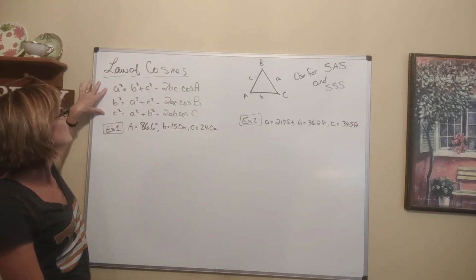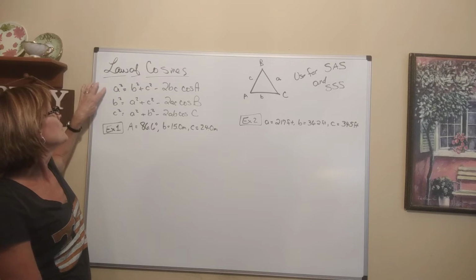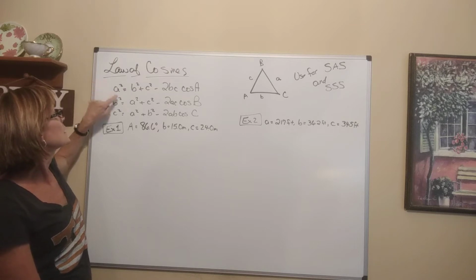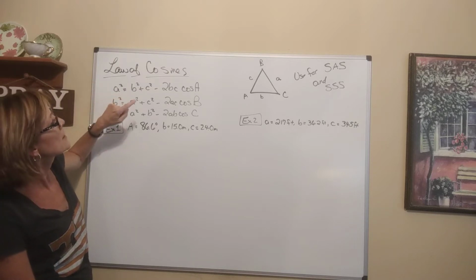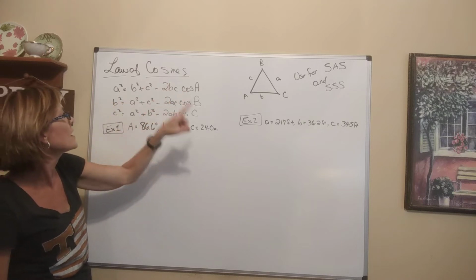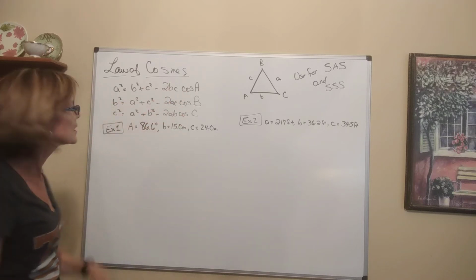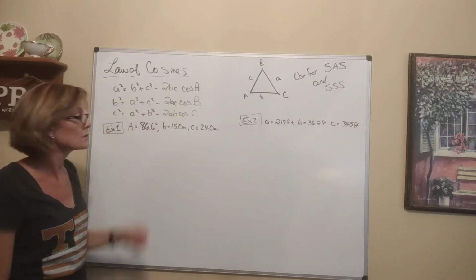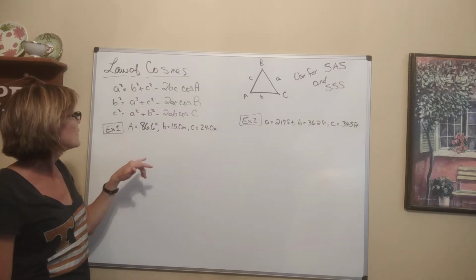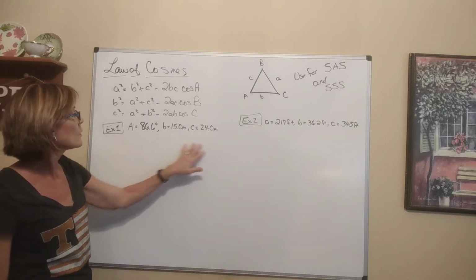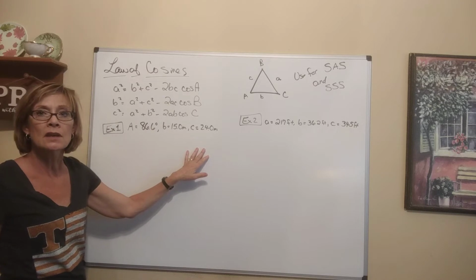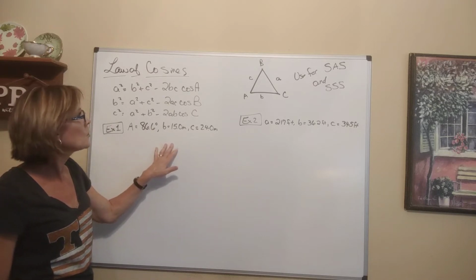But this is what the law of cosines says. It says little a squared is equal to b squared plus c squared minus 2bc times the cosine of A. You will need your calculator for this because we'll be doing inverse cosines. In example 1, we're going to round everything to the nearest tenth. So this is example 1.